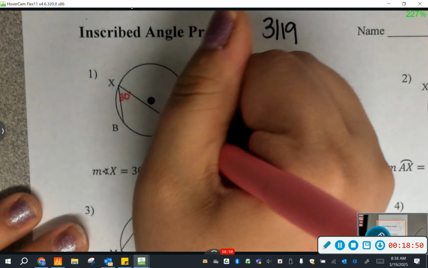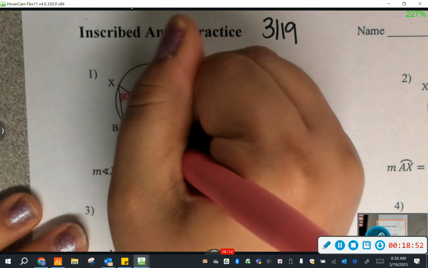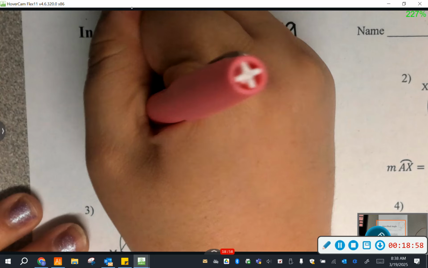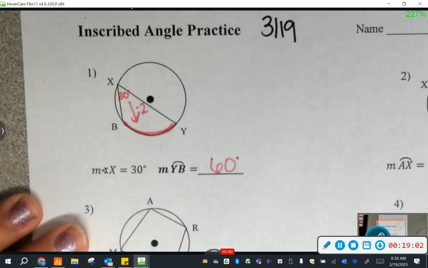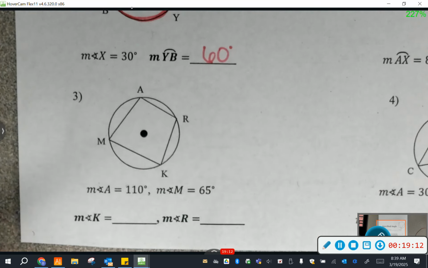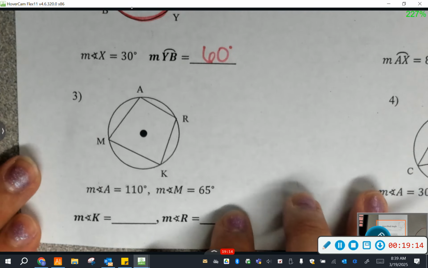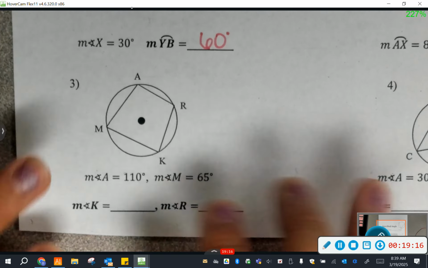How do I find YB? How do I find the arc? Times 2. What is 30 times 2? 60. And that's your answer to number 1, and that's all you had to do. Number 2, skip number 2 for right now. Number 3. I'm doing odds. You're going to do evens in a minute.